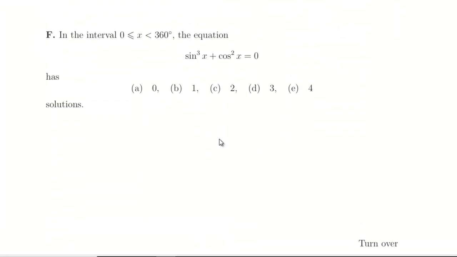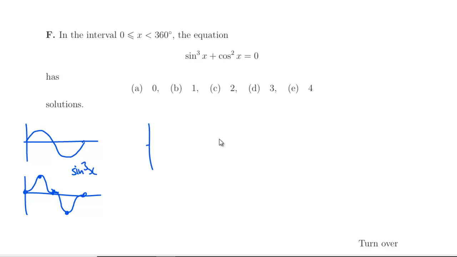F, in the interval 0 to 360, that equation has how many solutions? Right. Yeah, let's do some sketching then. So let's start with sine cubed. So we start with sine. We're only doing one flip along. So we cube it up. Those points are going to stay where they are, but we're going to be doing this sort of thing. So that's our sine cubed.